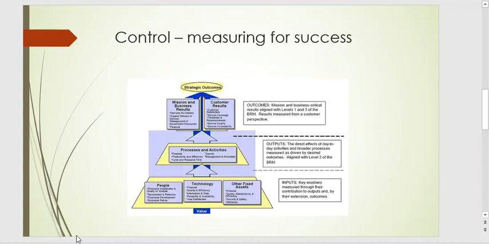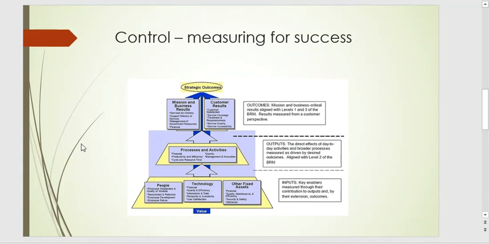So this week you're going to start working on measuring for success, or the control function. You may remember this from Principles of Management. It was one of the 4 functions of management. I just wanted to share this visual with you that's in front of you on the screen. It comes out of your reading for this week, and it pulls together all the things that we're doing.